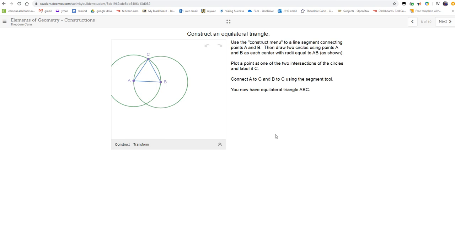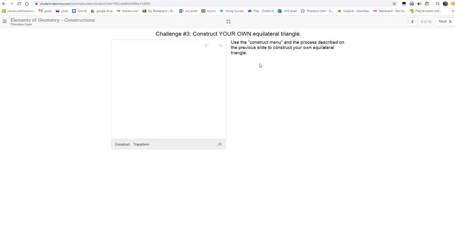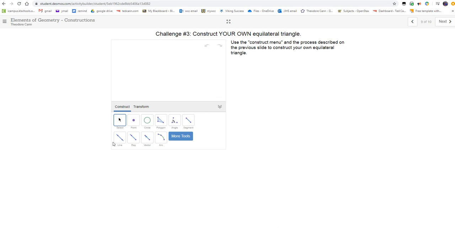An equilateral triangle. This is what an equilateral triangle looks like. It's pretty straightforward. All you're doing is creating line segments that are equal in length. So all you would need to do is create a circle centered at A and whose radius is going from A to B, and then another one going the other way. Wherever they intersect, that's going to be an equilateral triangle.